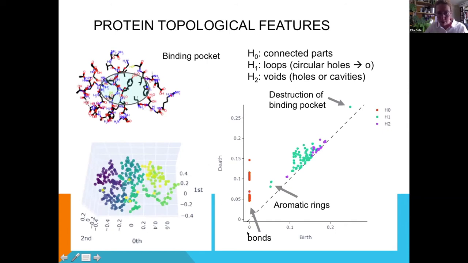And what we get with the protein, it does actually pick up some chemical information, because obviously it has the points and how far away they are. The first two points to merge do tend to be atoms that are bonded to each other, so this is related to bonds. H1 is the loop, so these things here are the aromatic rings that you can see there. And the final thing, as the whole thing merges into a single blob, is the destruction of the binding pocket, which is a loop in this case because it's quite flat.